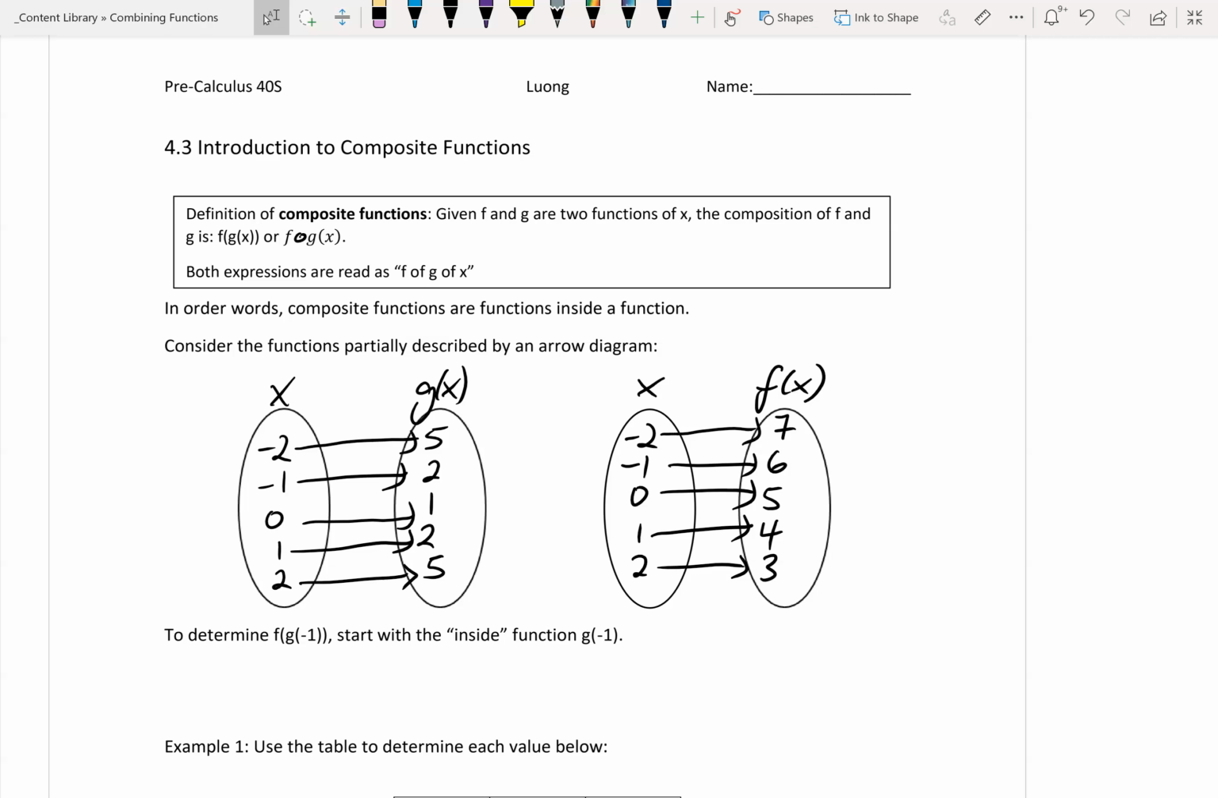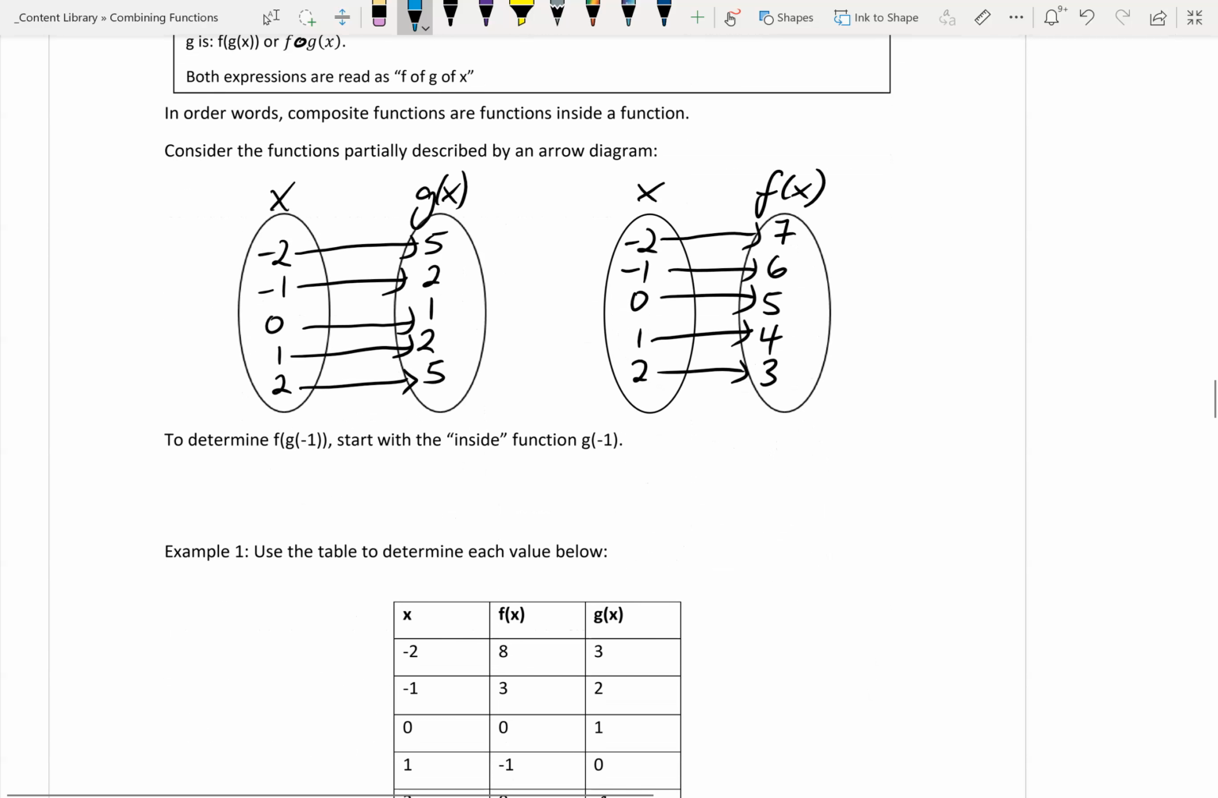So your definition of composite functions: if you're given two functions, let's say f and g, the composition of f and g is f of g of x, or f, a circle, g of x. So both expressions can be read as f of g of x. In other words, composite functions are functions inside a function.